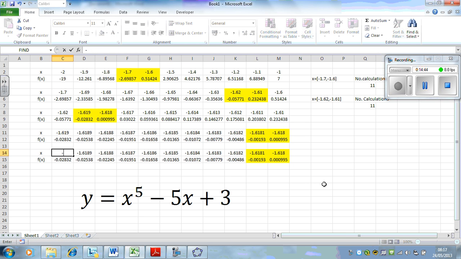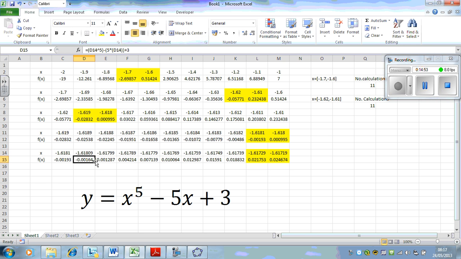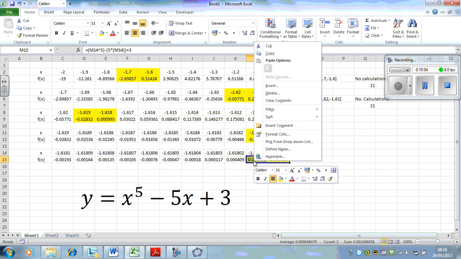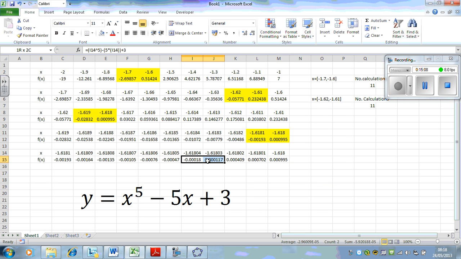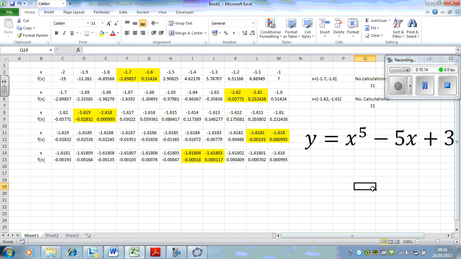Okay, so mine is between minus 1.6181 now, and this time we're going to go up in even smaller steps. So between minus 1.6181 and minus 1.618. Let's get rid of that, because we don't know where the change of sign is. The change in sign is there. Okay, so we're going to highlight those ones. Just move this over here.